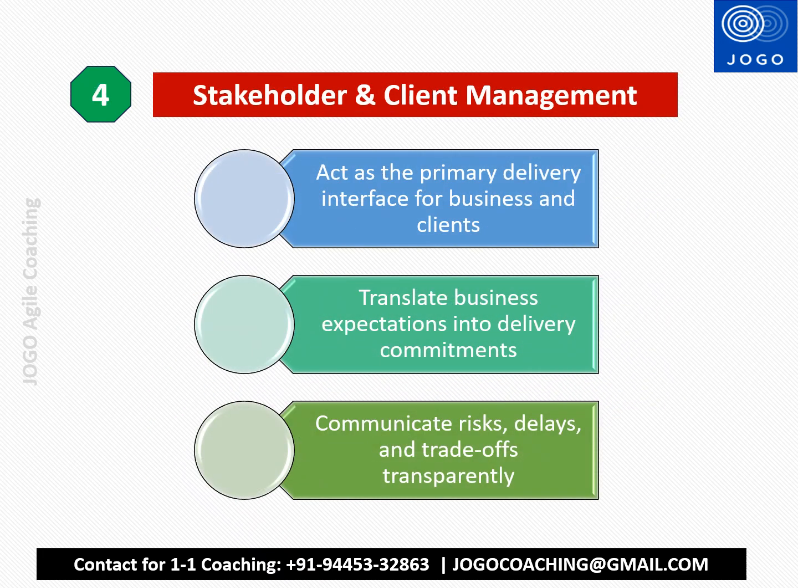Fourth is stakeholders and client management. Agile PM will act as a primary delivery interface for business and clients. Usually Scrum Master will focus only on the team area. Agile PM will focus on the business and client interaction and interface role as well. The next is Agile PM will translate business expectations into delivery commitments. The next one is Agile Project Manager will communicate the risk, delays and trade-offs transparently to all the stakeholders in terms of team and the leadership team in the company and all the stakeholders who are from the business side. So this is the fourth key responsibility of the Agile Project Manager.